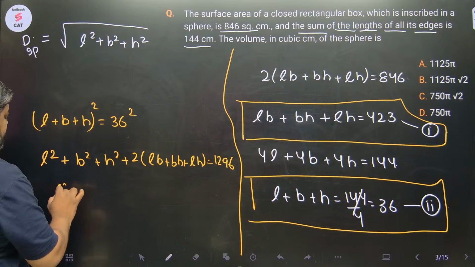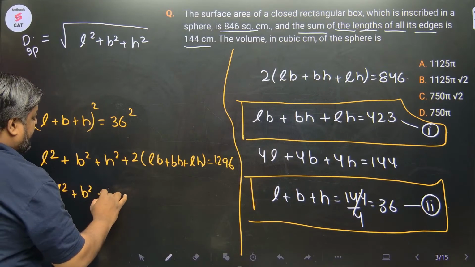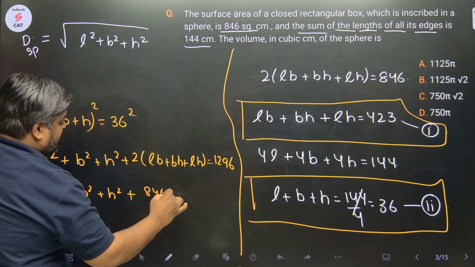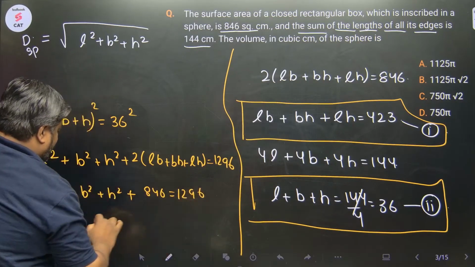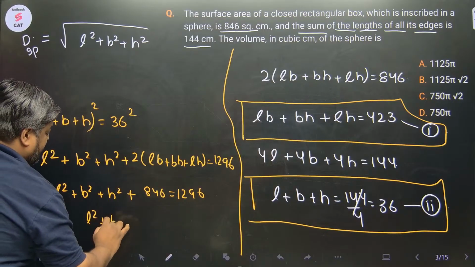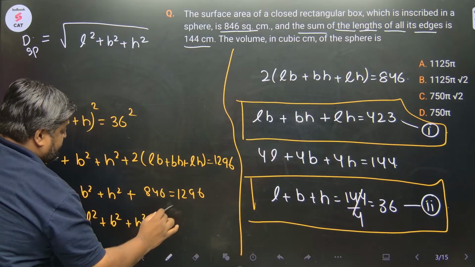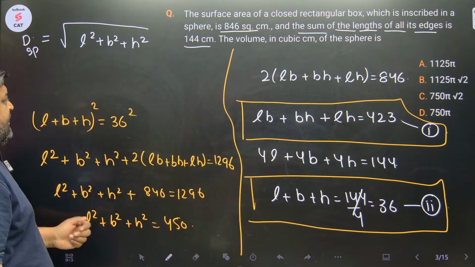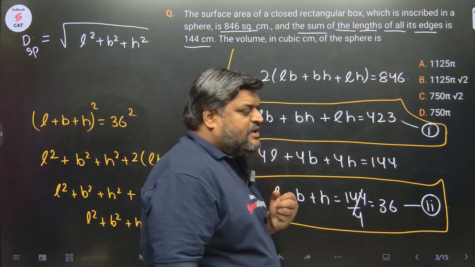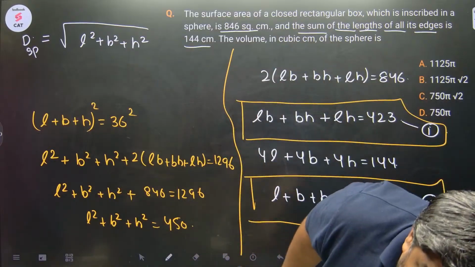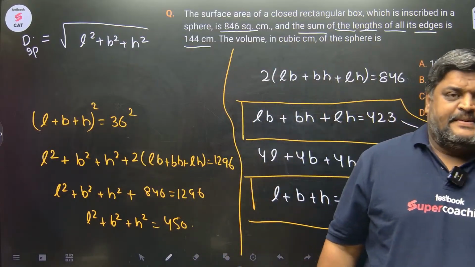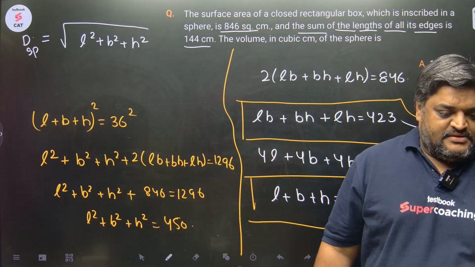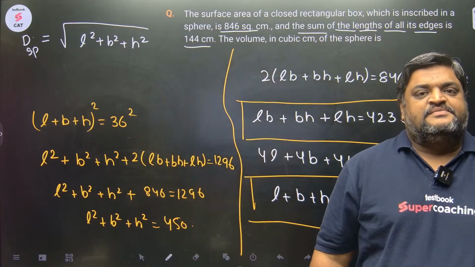So L square plus B square plus H square is equal to 1296 minus 2 into 423, which is 846, and L square plus B square plus H square is 450. Right? You needed L square plus B square plus H square, and that is 450 here. Sorted? There is some technical glitch going on.